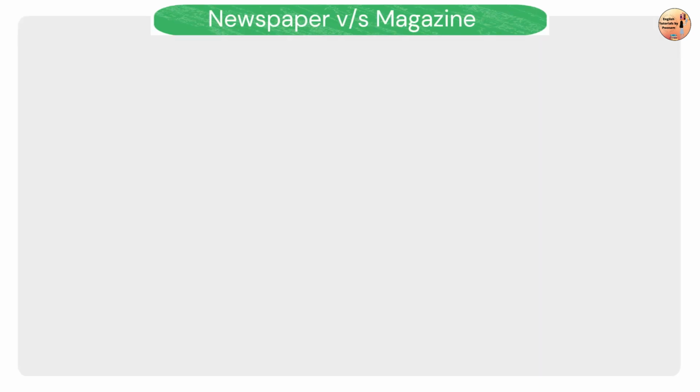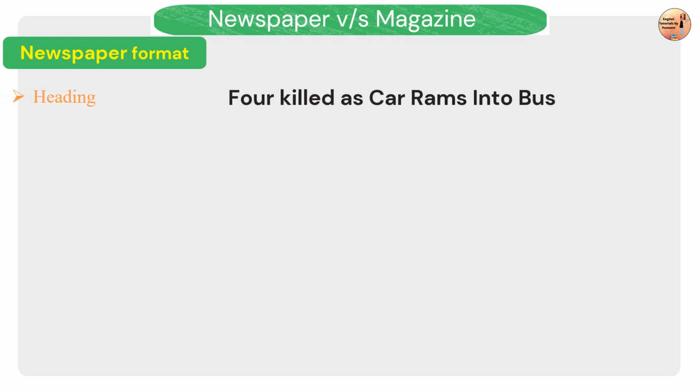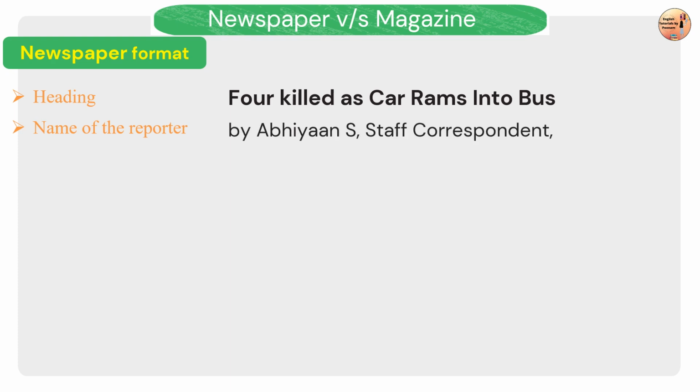Just to clear your doubts and to avoid any confusion regarding the formats of report writing for newspaper and school magazine, I'm going to explain it with the help of an example. For a newspaper report, the heading or title is followed by the name of the writer, then the title, staff reporter or staff correspondent, which is further followed by the acronym for the name of the newspaper. For example, the Times of India will be written as TOI and Hindustan Times will be written as HT.